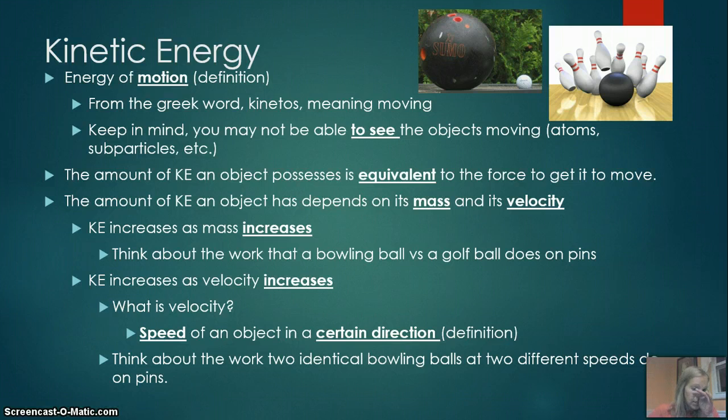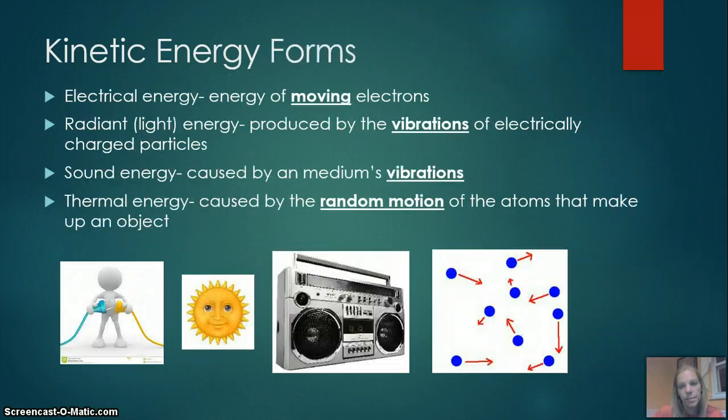Velocity, you need to know, is the speed of an object in a certain direction. I think you did a lot last year on motion, so this should be a fairly easy concept for you. But think about the work two identical bowling balls now do at different speeds on pins. We move one really slowly versus we move one really fast, being the same mass, both of them. One's going to do more work on the pins than the other, and probably the one that's going faster.